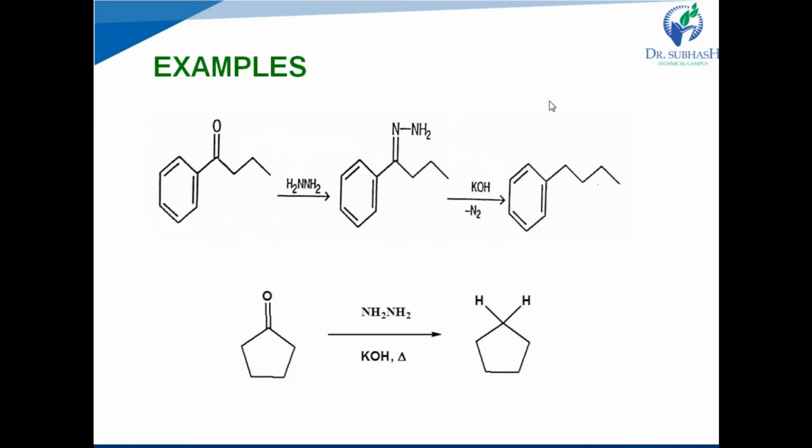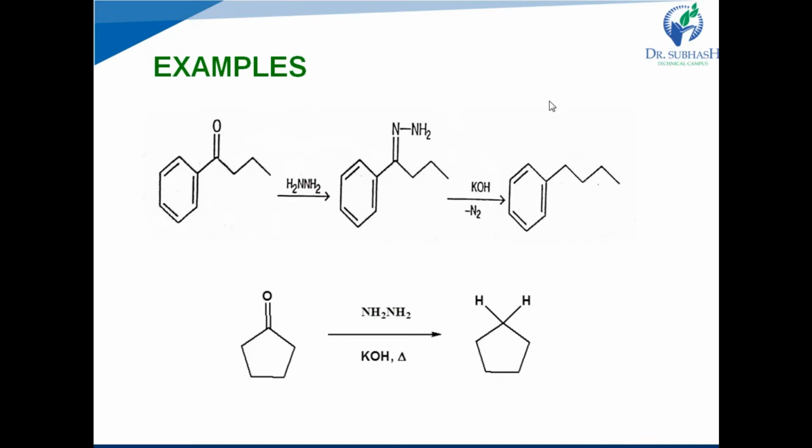Here some examples are given. First of all, an example of ketone, that is propylphenyl ketone, undergoes Wolff-Kishner reduction to produce the corresponding alkane. In the first step, this propylphenyl ketone reacts with hydrazine and forms the corresponding hydrazone, and that hydrazone reacts with base KOH, loses nitrogen gas and forms the corresponding alkane, that is N-butyl benzene.